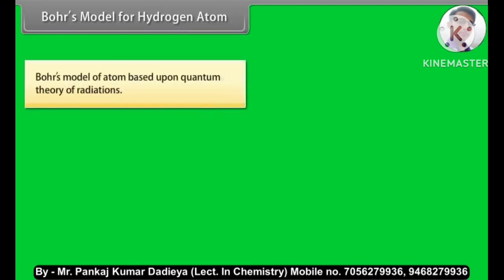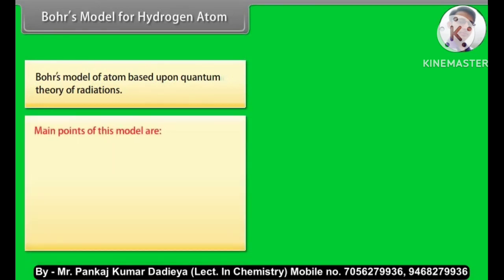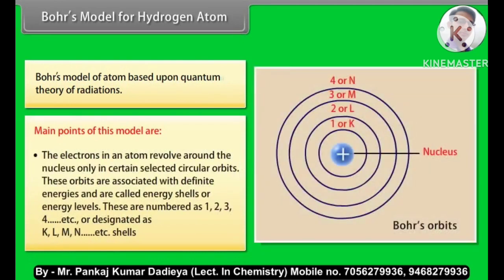Bohr's model for hydrogen atom. Bohr's model of atom is based upon quantum theory of radiations. Main points of this model are: the electrons in an atom revolve around the nucleus only in certain selected circular orbits. These orbits are associated with definite energies and are called energy shells or energy levels. These are numbered as 1, 2, 3, 4, etc. or designated as K, L, M, N, etc.